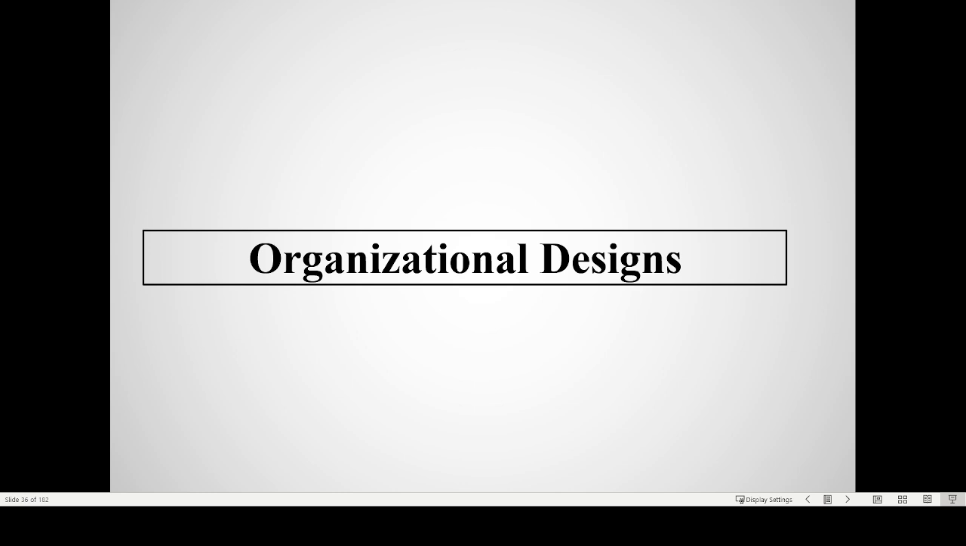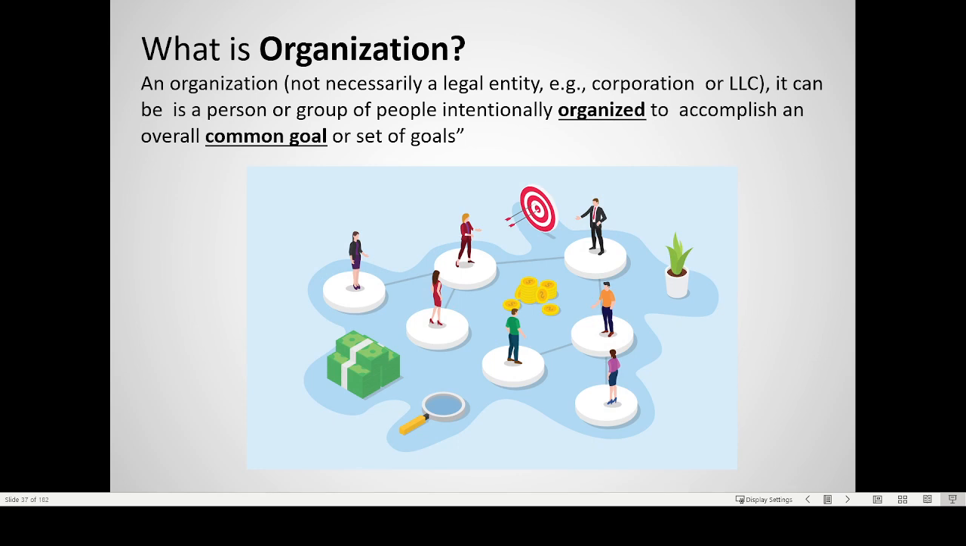So, what is an organizational design? We will start with the question, what is an organization? An organization is not necessarily a legal entity, a corporation or LLC. It can be one person or a big group of people intentionally organized to accomplish an overall common goal or set of goals. So the important words here: organized for a common goal. This is the key phrase for what an organization is.